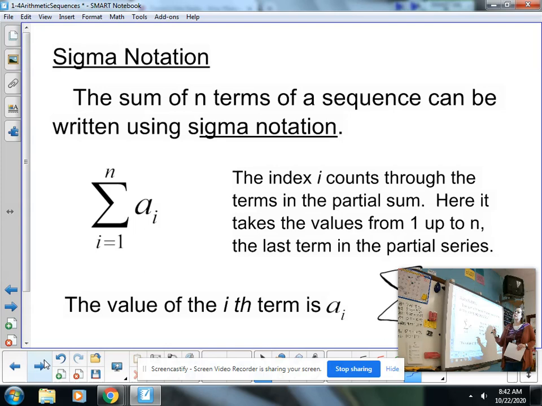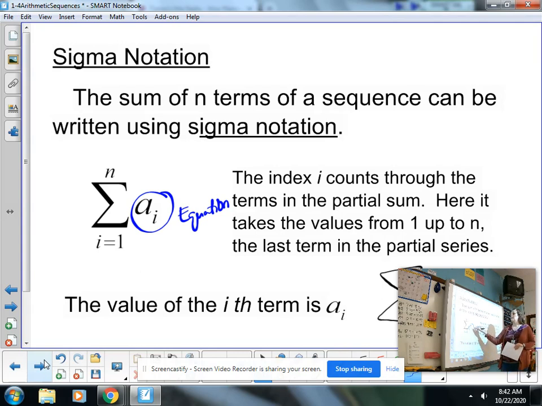On the bottom, it's going to tell you what you're starting at. So typically this will be a 1, but occasionally it might be something else. So i equals 1 to n. So n on the top is going to tell you what term you're going to, and then you have a sub i. So this is going to be some type of equation, or actually an expression, because it's not going to have an equal sign in it.